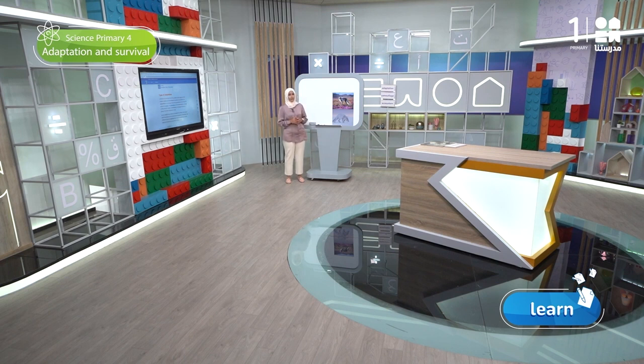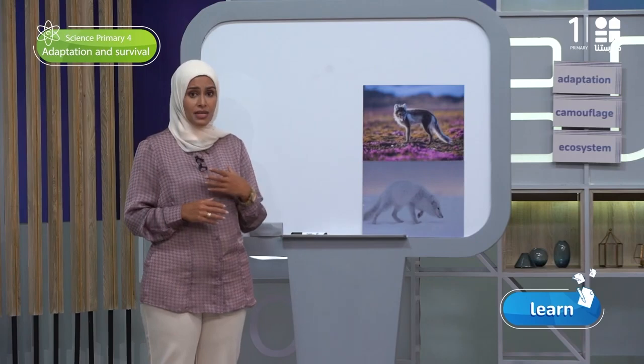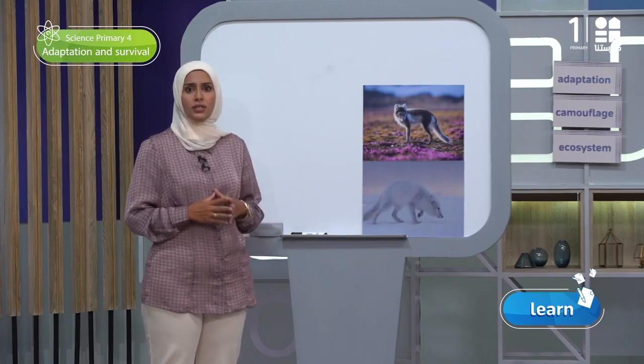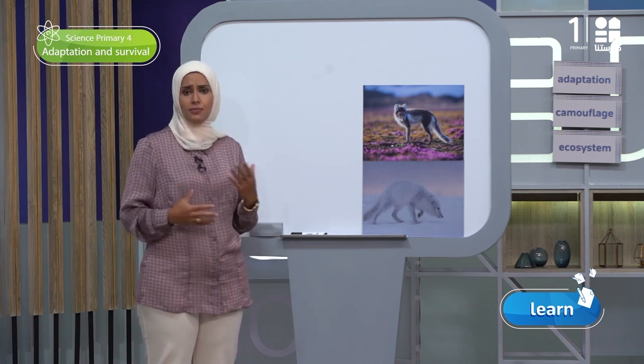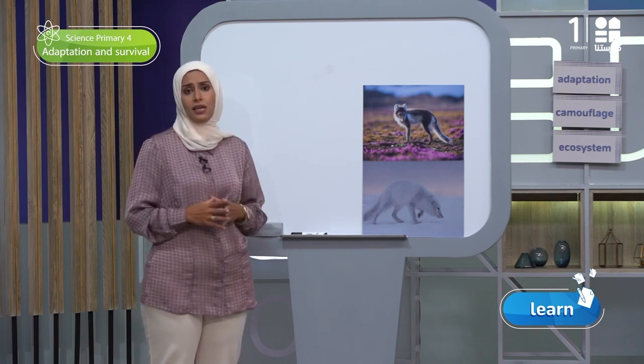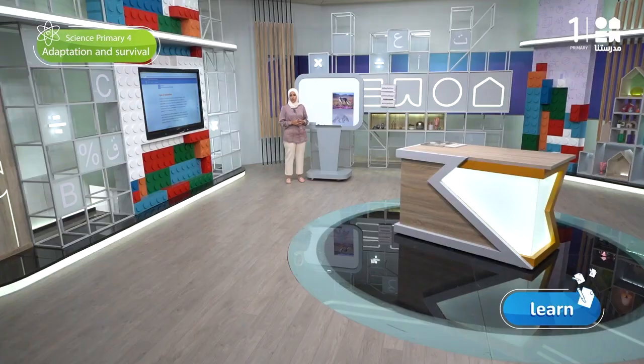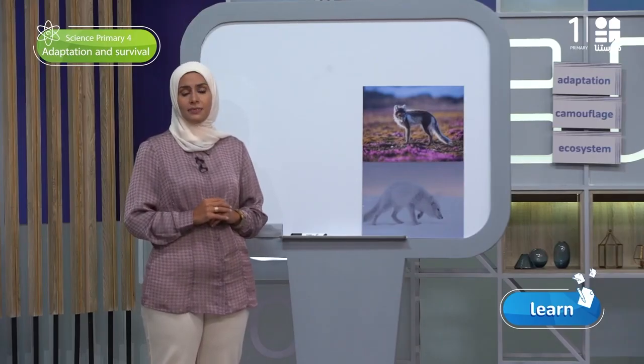But are these adaptations part of the animal's body structure, which means a physical feature, or does the animal sometimes behave in a specific way in different situations to be able to survive? To answer this question, we will learn more in this activity, Analyze like a scientist.